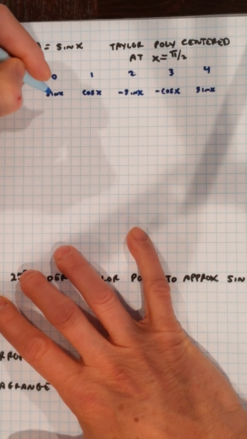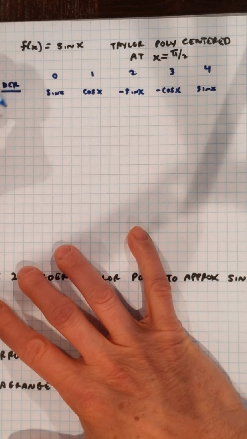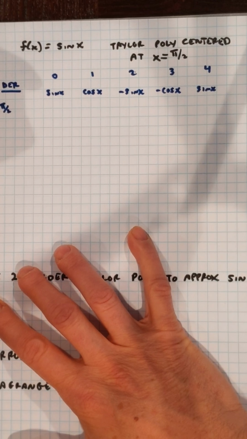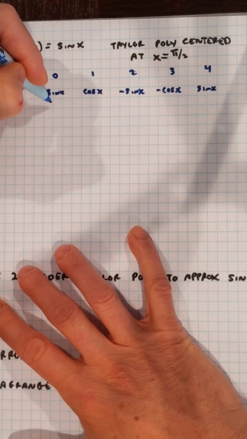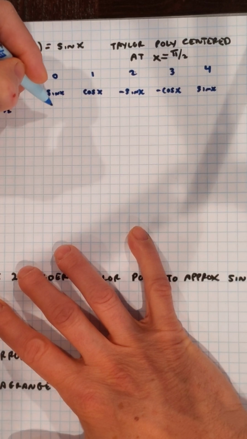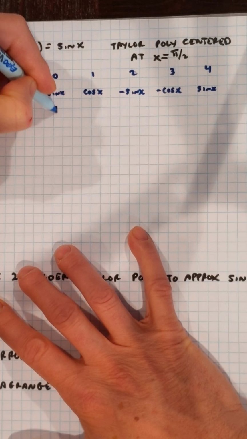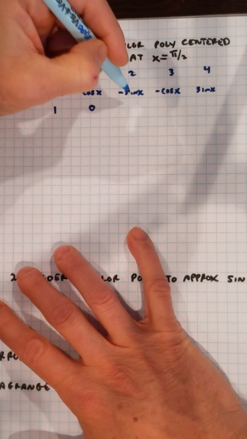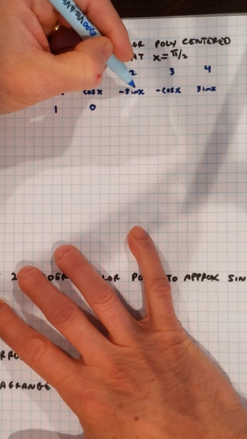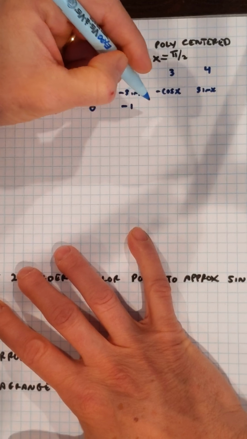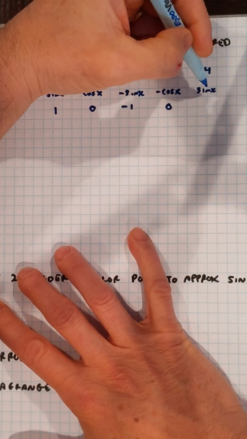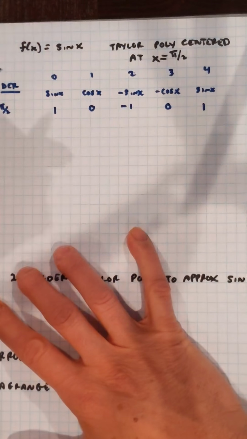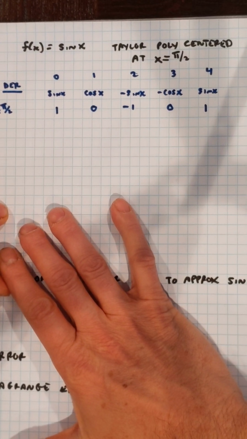Now we need the values. Here's where it's different. We need the value of the derivatives at pi over 2, because we're changing the center. Sine of pi over 2 is 1. Cosine of pi over 2 is 0. Negative sine of pi over 2 is negative 1. Then 0. Sine of pi over 2 now is 1. As we become periodic, it starts repeating itself. Alright, so we have the derivative component.